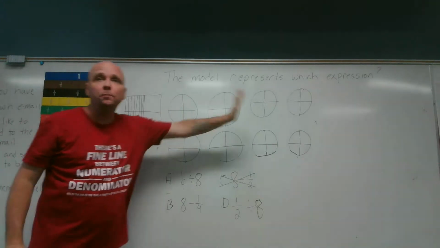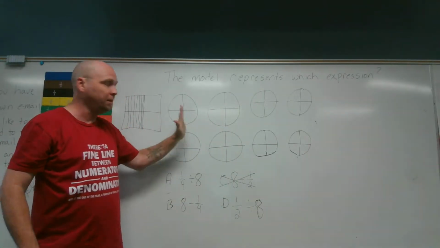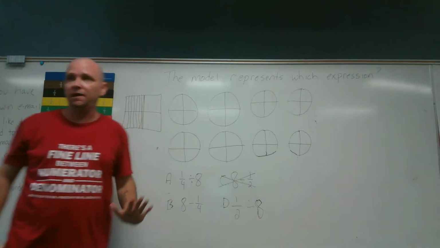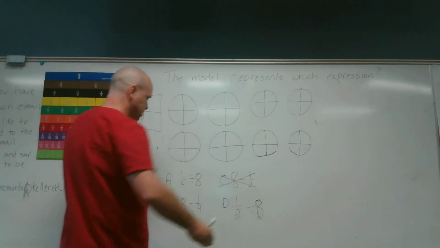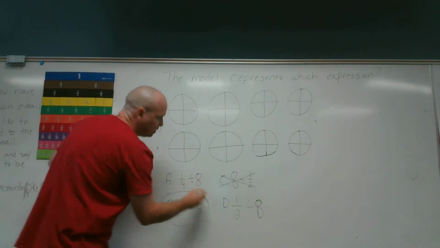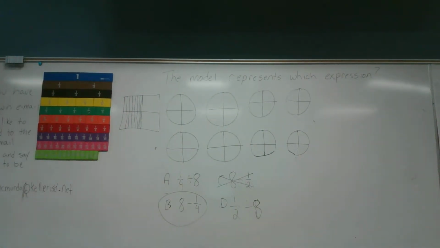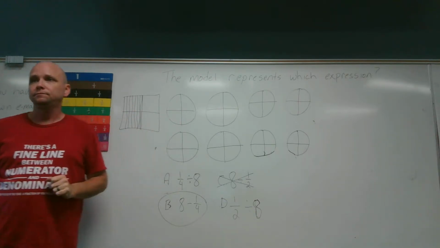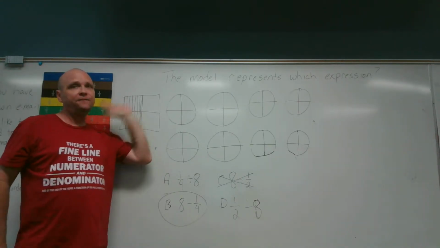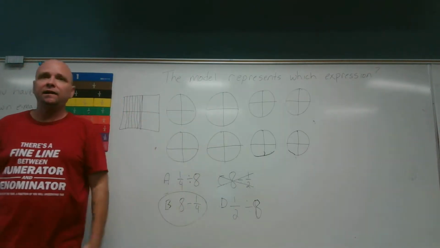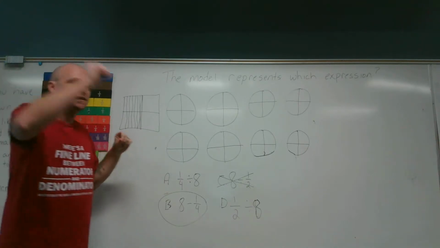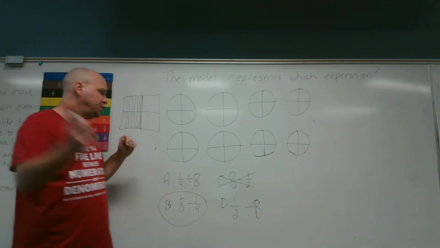If you have multiple shapes that are being divided, it's always going to be the whole number being divided. Our 8 circles are being divided into fourths. We don't have any fourths being divided into 8. We have 8 wholes being divided into 4. And remember what we said yesterday, when we're dividing by a unit fraction.